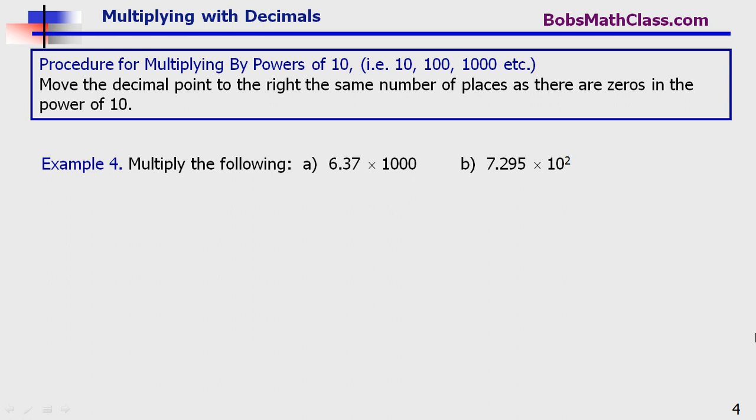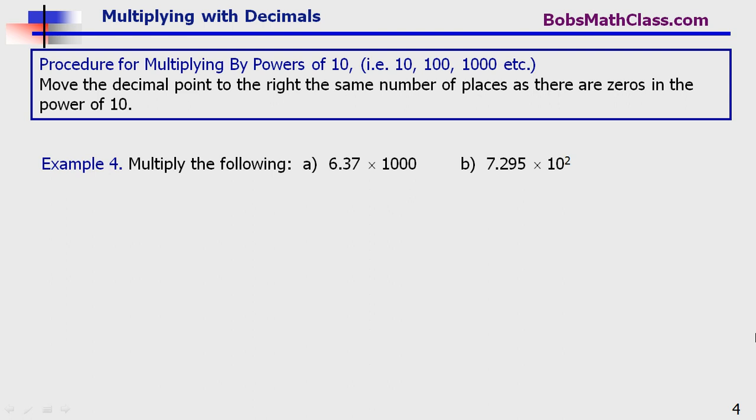Procedure for multiplying by powers of 10. Powers of 10 means numbers like 10 or 100 or 1,000, because a power is an exponent. So 10 to the first is 10. What's 10 to the second? 10 to the second is 100, because 10 to the second means 10 times 10, which is 100. And then 10 to the third is 1,000, which is 10 times 10 times 10.